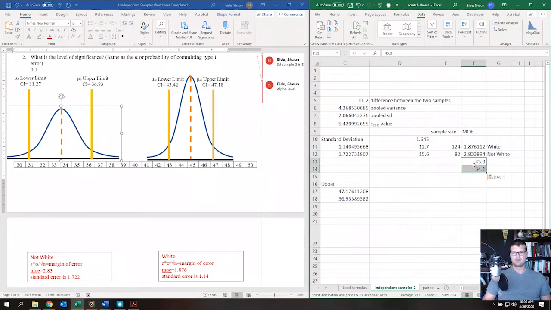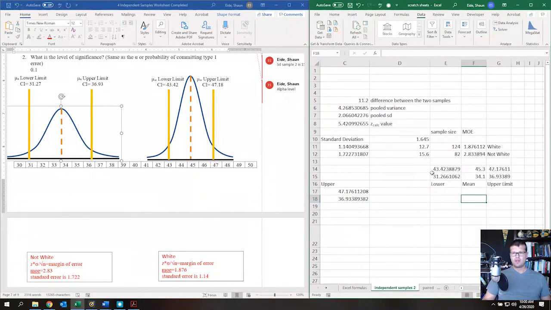So these are the means, and then we take equals 45.3 minus the margin of error, and then equals 45.3 plus the margin of error. And then we take 34.1 minus the margin of error, and then 34.1 plus the margin of error, which gives us the lower limit, the mean, and the upper limit. Okay, so we've got the lower limit, the mean and upper limit.